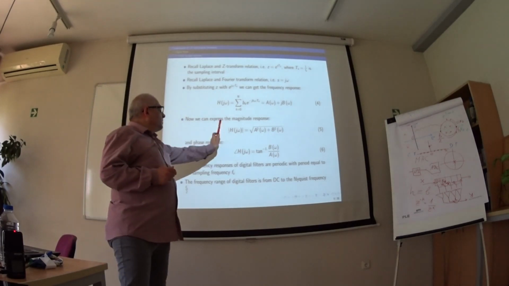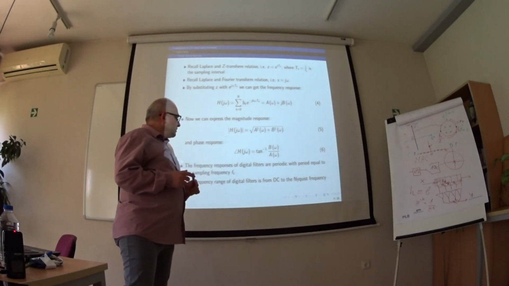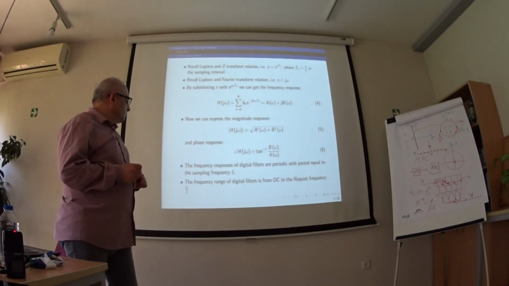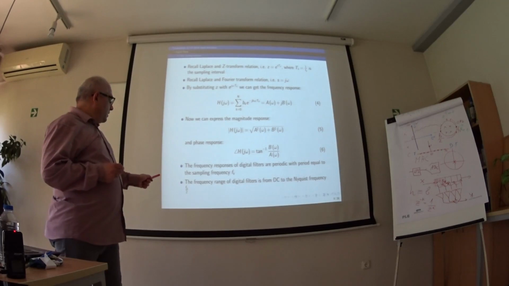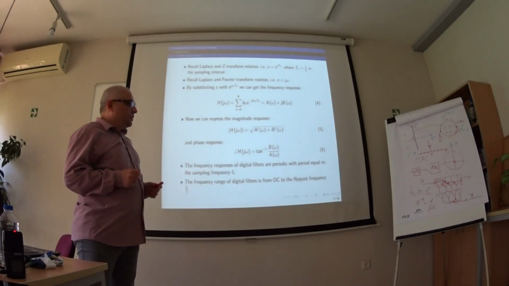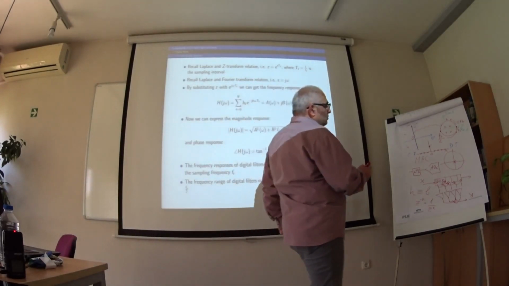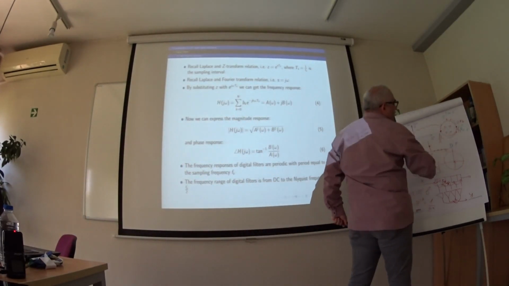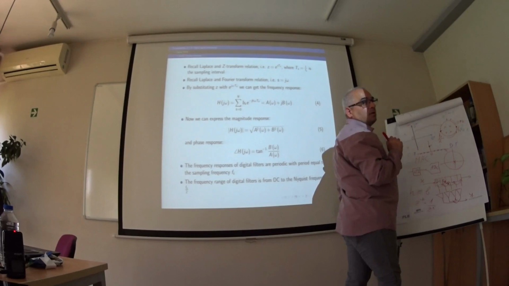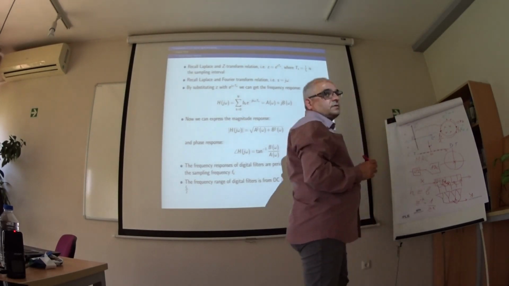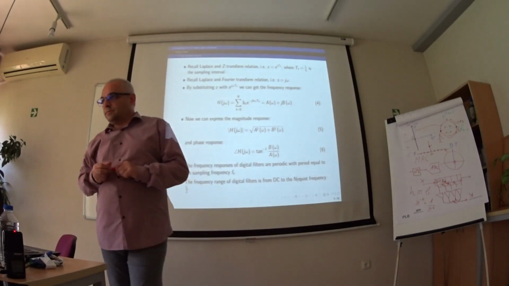We can find the magnitude and phase response. The working range for a digital filter is always from 0 to the Nyquist rate, from here to here. But for analog filters, it is from 0 to infinity. That is the main difference.